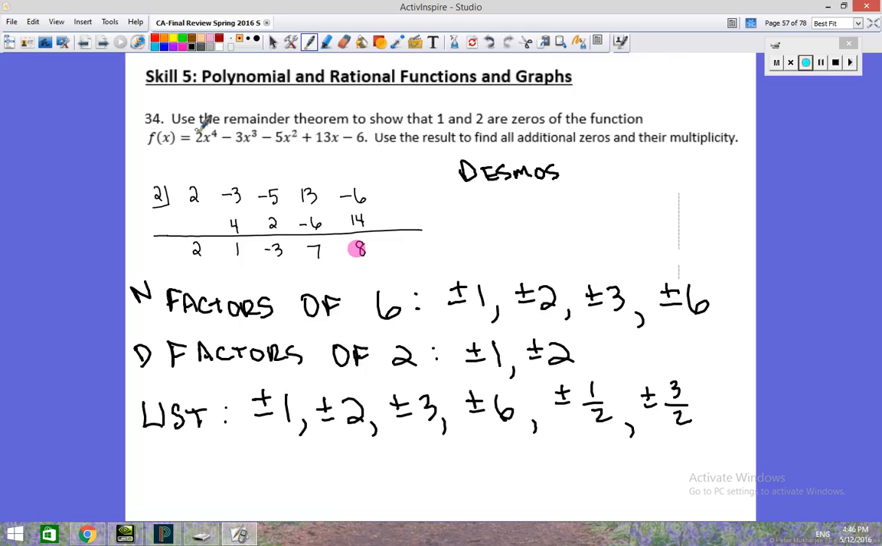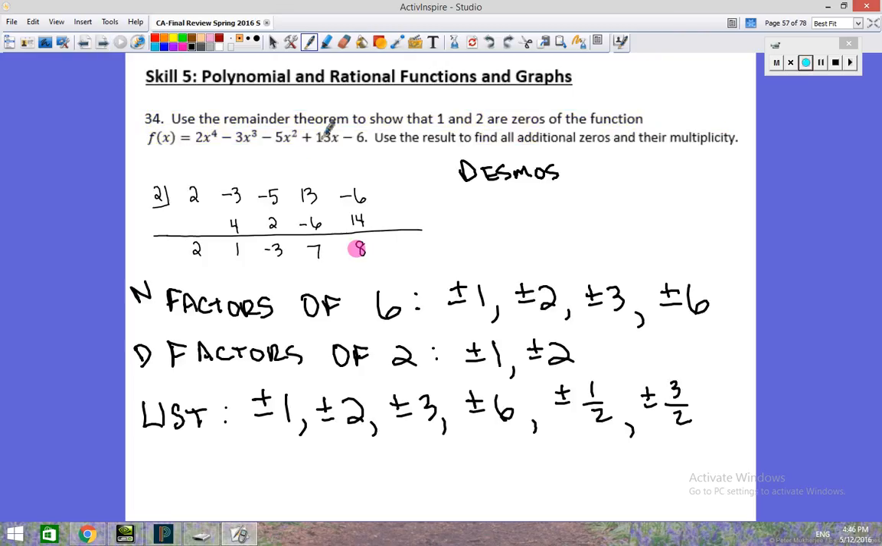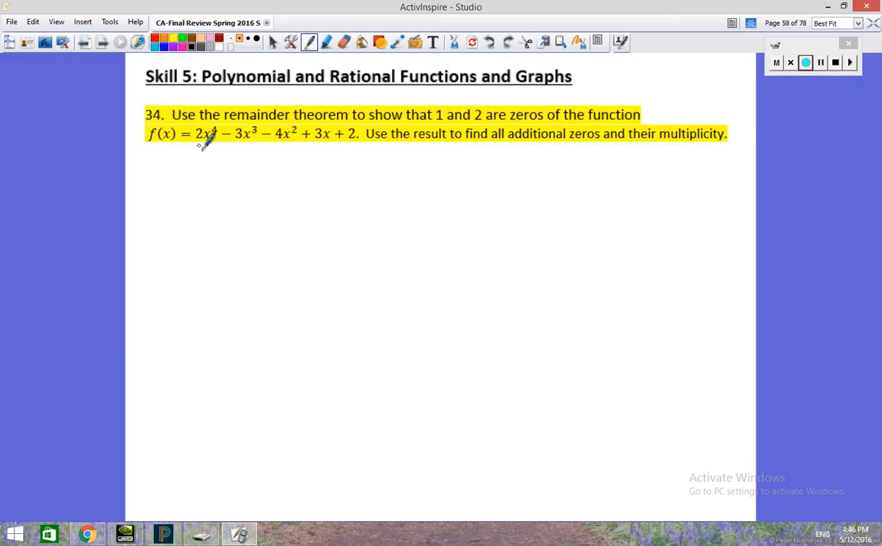So what I've done, since this is an important problem, I made a problem. Here's a correction. I corrected the typo. Instead of this being plus 13x minus 6, if we use 2x to the 4th minus 3x cubed minus 4x squared plus 3x plus 2, it should work.